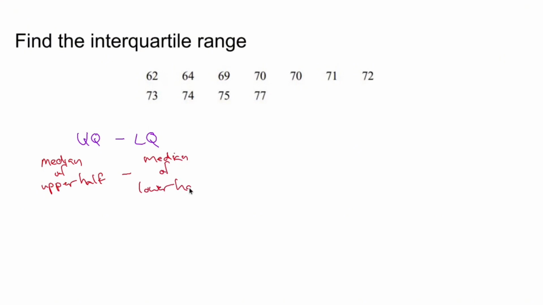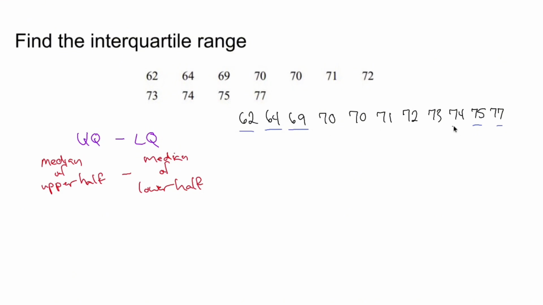So what I'm going to do is I'm going to make sure that these numbers are in order. They are, but I'm going to kind of rewrite them out. 62, 64, 69, nice. 70, 70, 71, 72, 73, 74, 75, 77. Let's find out what my median is. My median is the number directly in the middle. So small, big, small, big, small, big, small, big, small, big. So my median is 71.